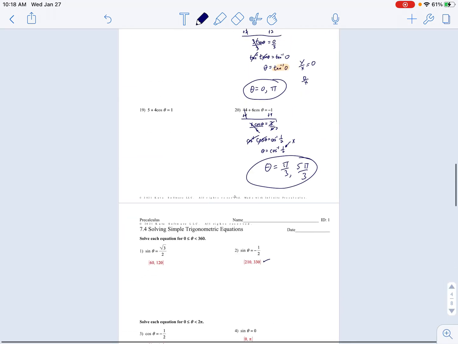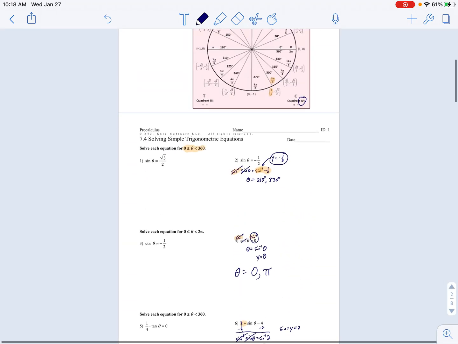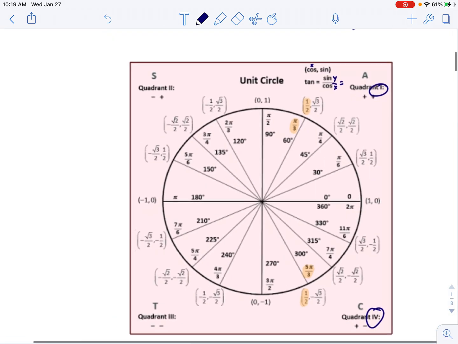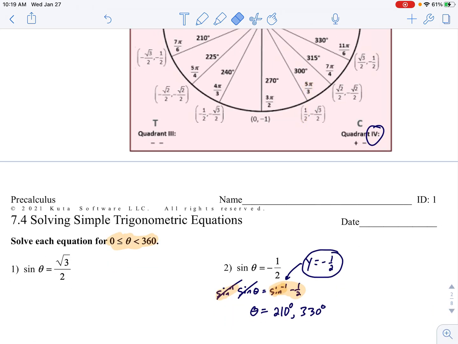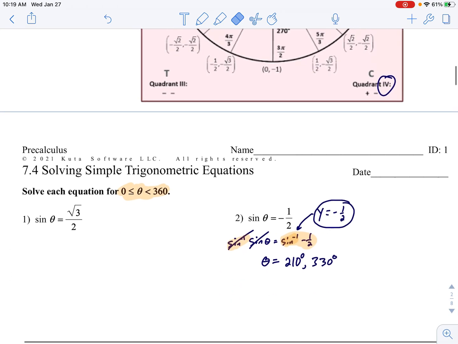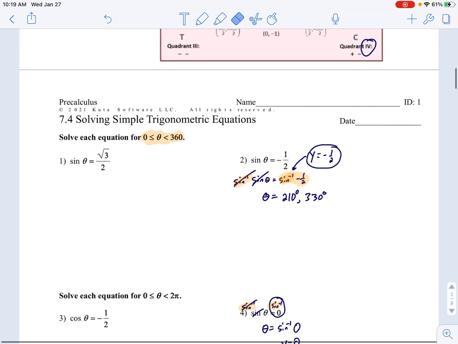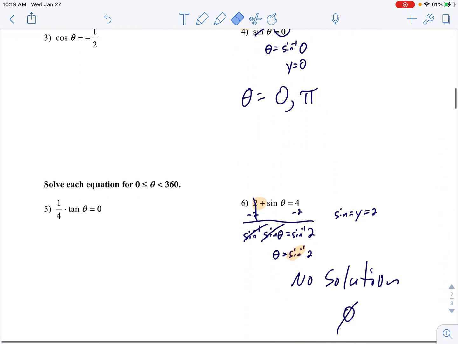Okay, so these are the simple ones. Basically it's going to make you get good at using the unit circle. That's the reason why I asked you to have your own unit circle. So make sure you have on paper or on your iPad, saved as a photo, your own unit circle.